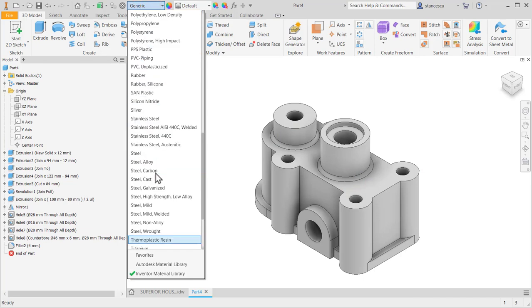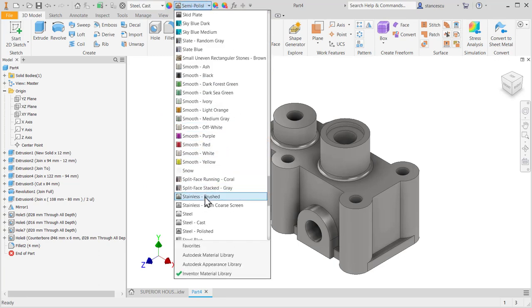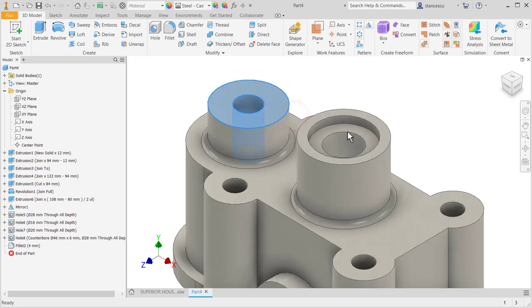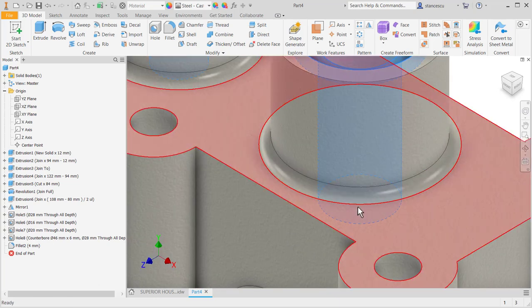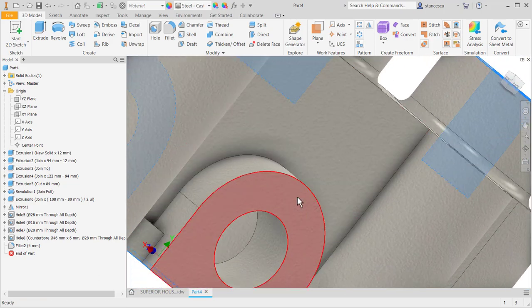Steel cast, and some faces to be machined. I suppose these are enough. To be polished.